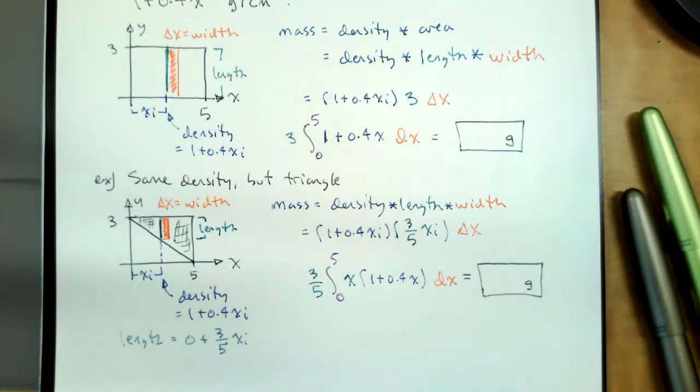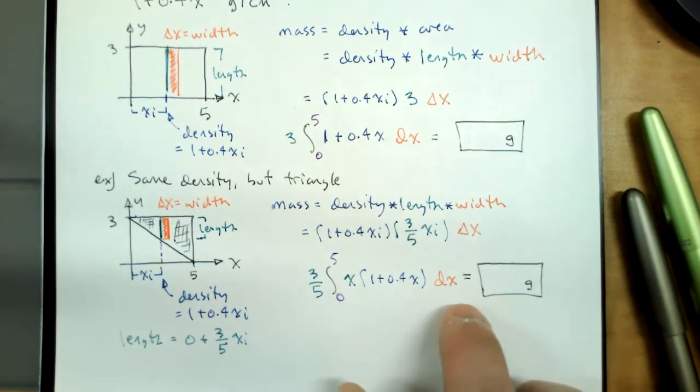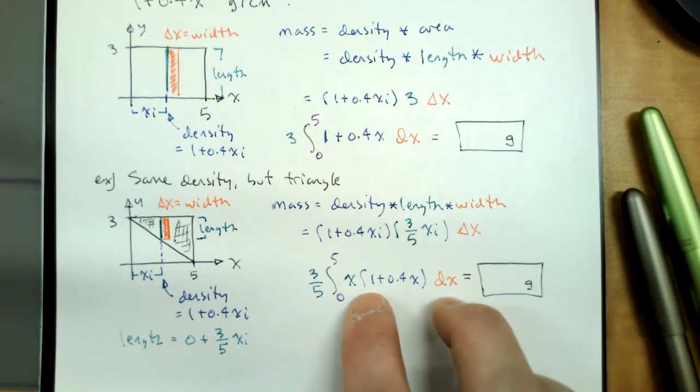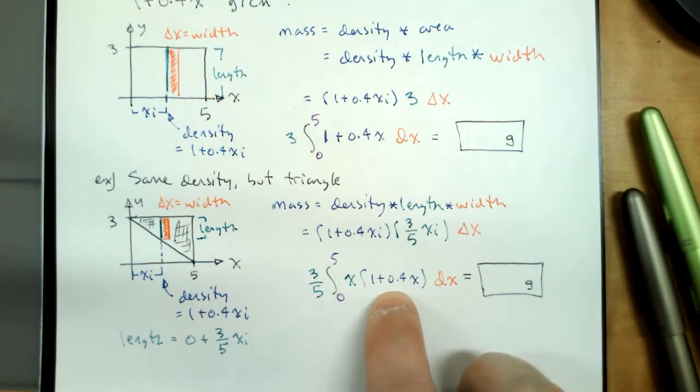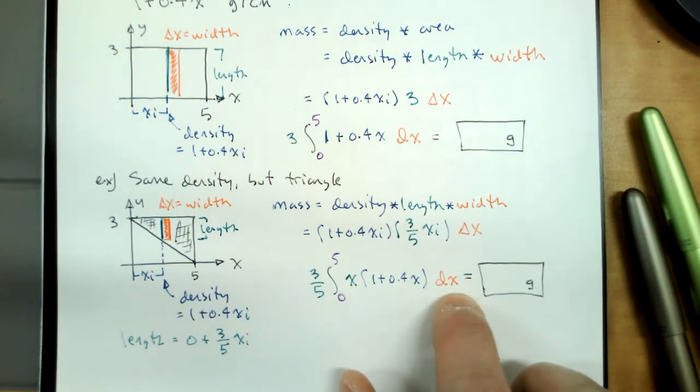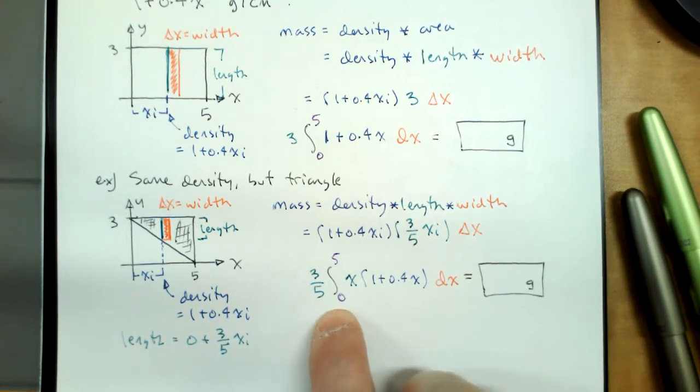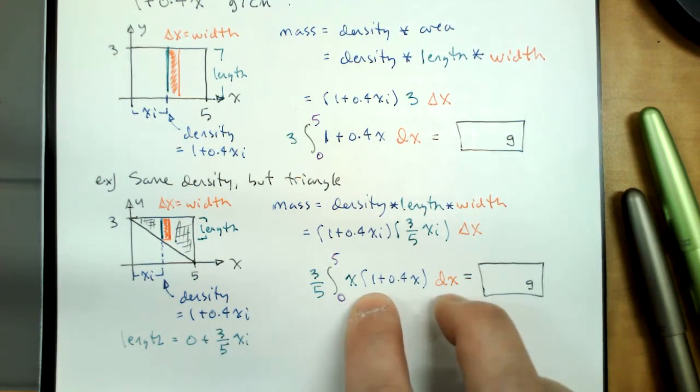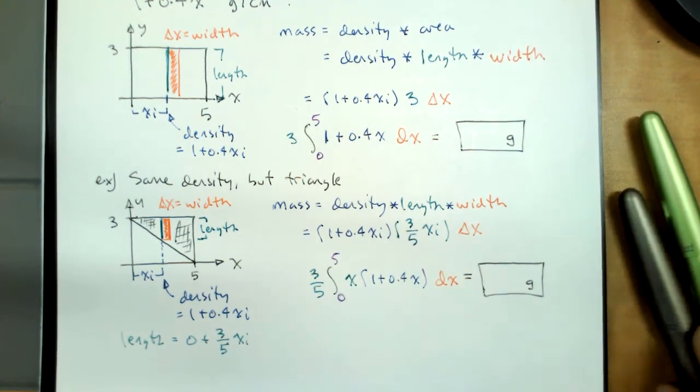Here's what we want to look at. Here's another way to consider what's going on. What we're doing in this definite integral is we're evaluating this expression, x times 1 plus 0.4x times dx, at all these points as x goes from 0 to 5. So the integral part is telling you what values of x you're plugging into this expression. That's one way we want to think about how this works.